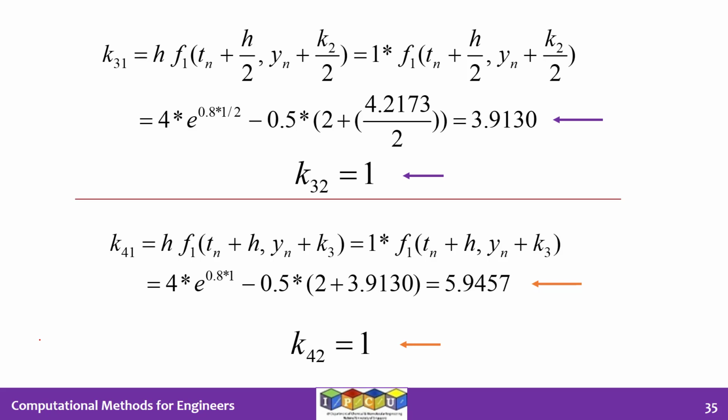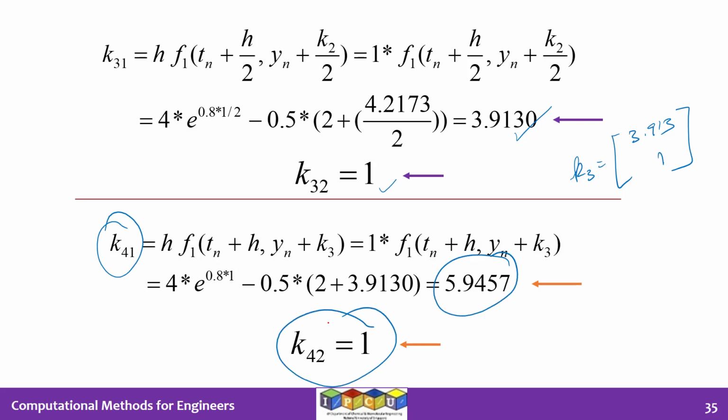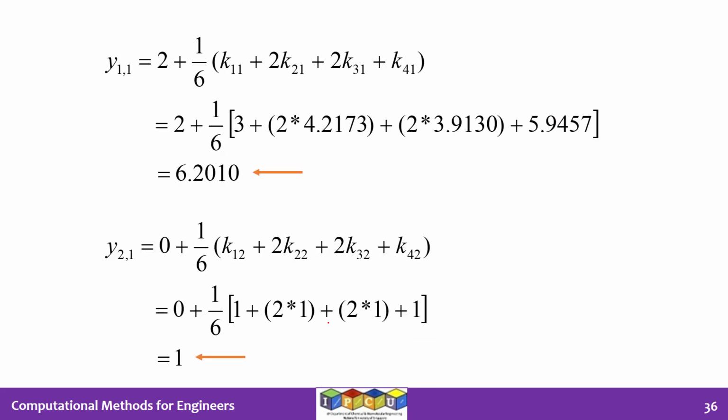Now you can find out K3 vector. That means you can find out K31 and K32 using a similar idea. I'll leave those calculations to you, but if you do it, you are going to find that K31 is this and K32 is this. That means K3 vector is going to be 3.913 and 1. Likewise, if you proceed, you can find out K4 vector with K41 being 5.9457 and K42 being 1. So we have got all the 8 components: K11, K12, then K21, K22, then K31, K32, then K41, K42.